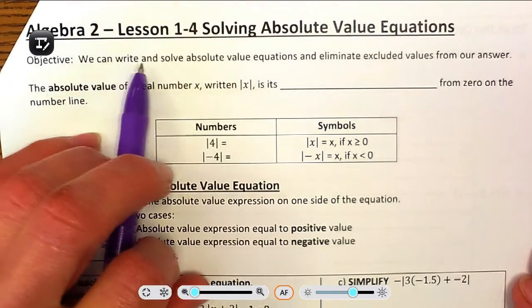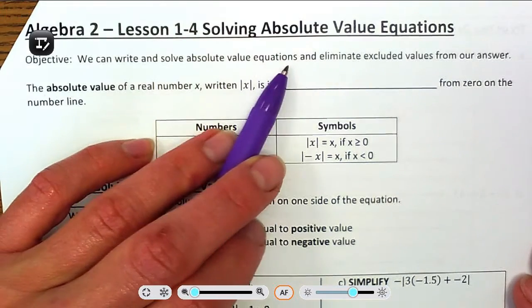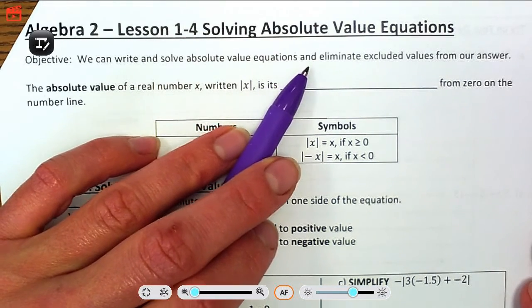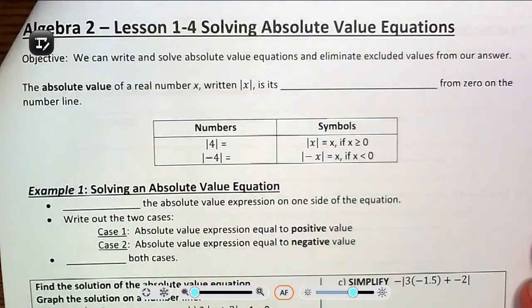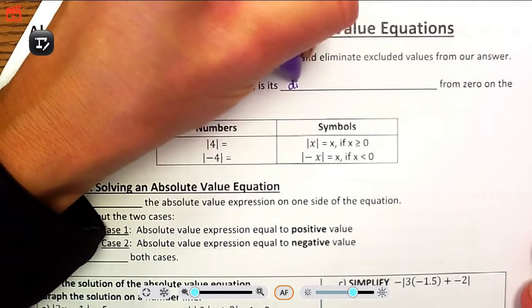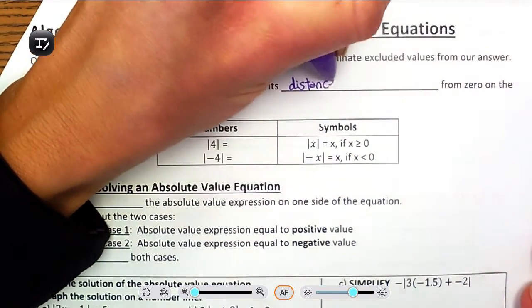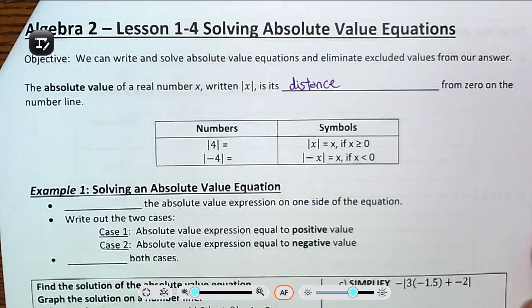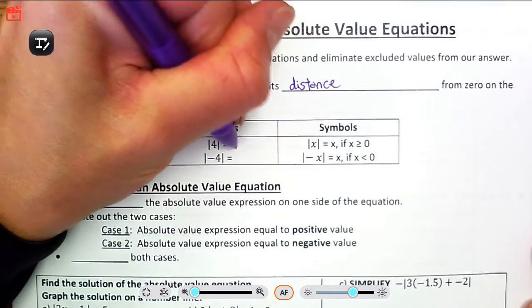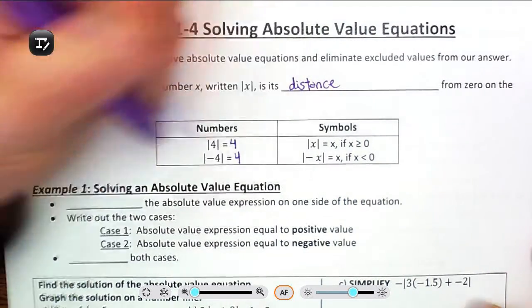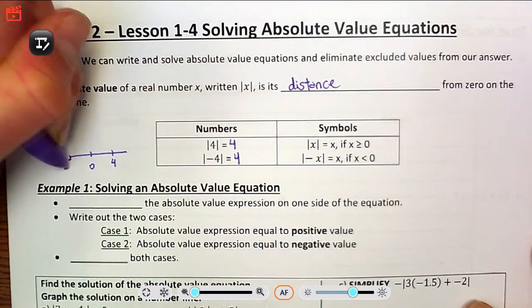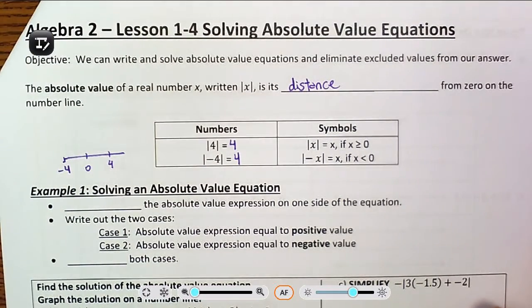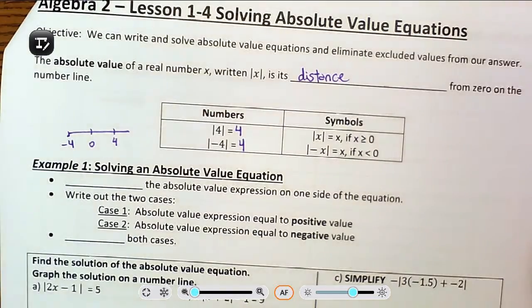Your objective is that we can write and solve absolute value equations and eliminate excluded values from our answer. The absolute value of a real number x, written as absolute value of x, is its distance from 0 on the number line. So the absolute value of 4 is equal to 4, and the absolute value of negative 4 is equal to 4 because they're both 4 units from 0 on the number line.